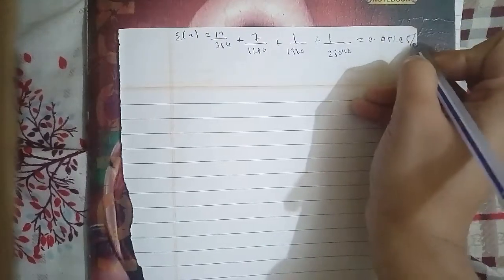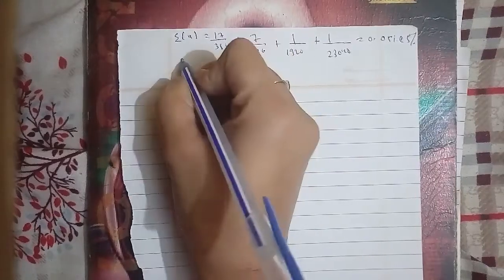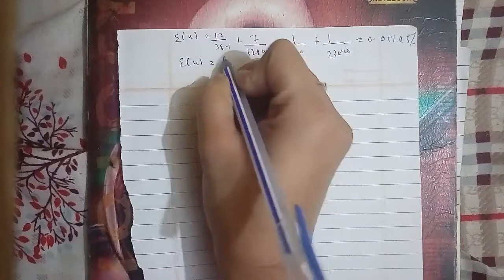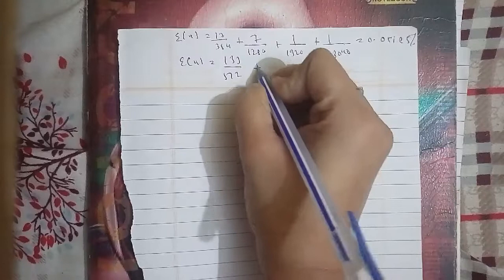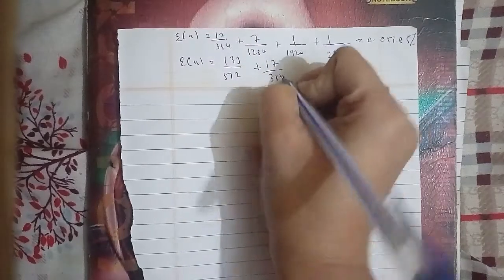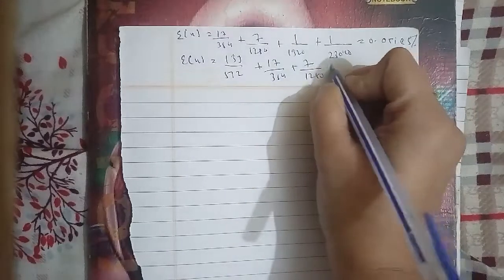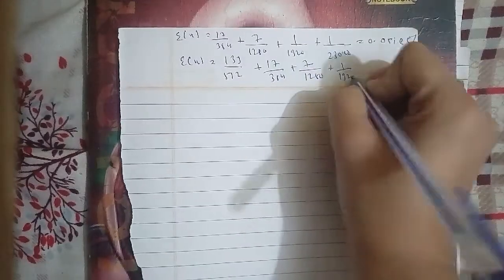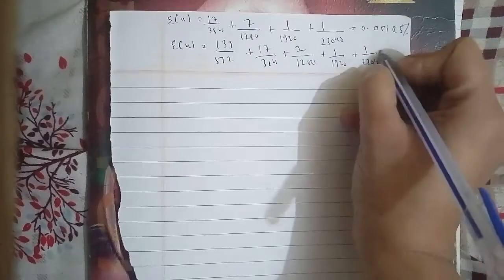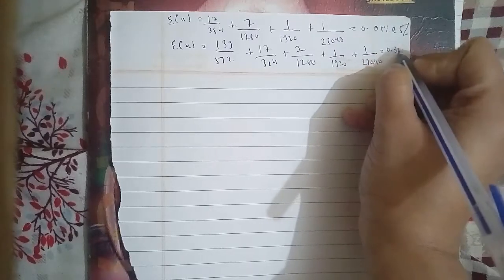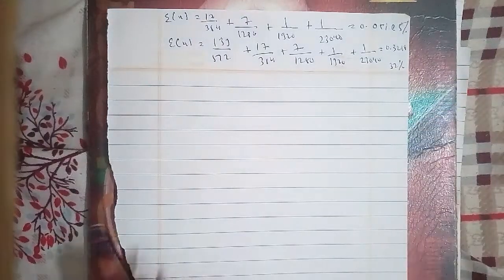So if we discard the second degree term also, then we get the error equals 139/512 plus 17/384 plus 7/1280 plus 1/1920 plus 1/23,040, which will give you 0.3218, and that is 32%. So hence, to keep an error less than 2%, we should take an approximation up to degree 2.